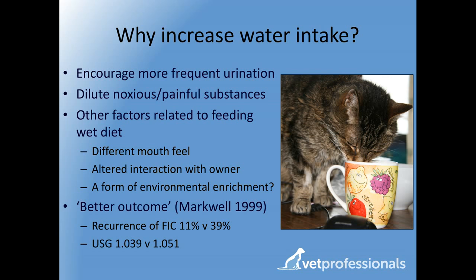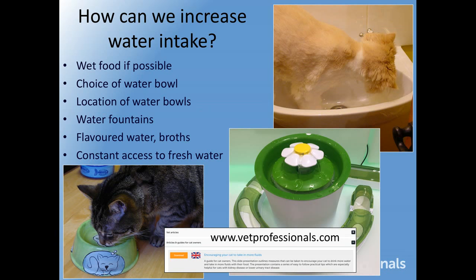But the main reason really that we started to do this was because of a paper, actually quite a long time ago now, by Markwell and colleagues, which showed that the recurrence rate of idiopathic cystitis in one diet study was very much reduced by feeding the wet version of the diet compared to the dry version of the diet. And you can see the urine-specific gravity accordingly was lower in those on the wet food, and the recurrence rate was lower in the cats on the wet food, and that's really what started it off. And so this has remained one of the recommendations for management of these often challenging cases.